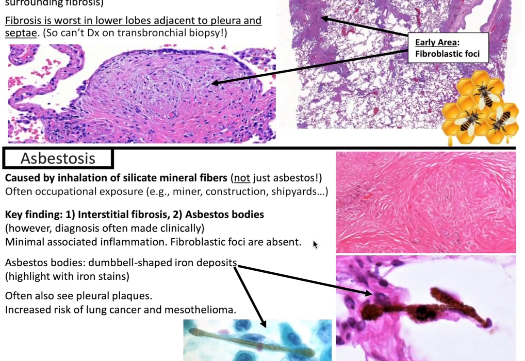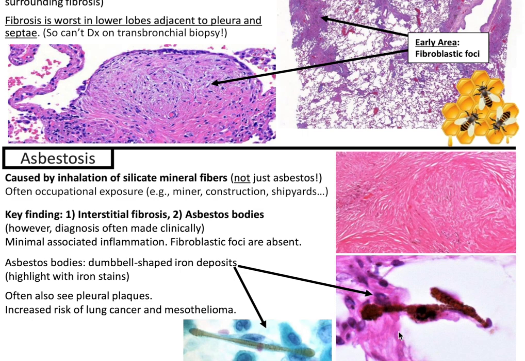Asbestosis. This is caused by the inhalation of silicate mineral fibers, not just asbestos. It's often an occupational exposure in miners, construction workers, and shipyard workers. Key findings are 1. Interstitial fibrosis, and 2. Asbestos bodies. However, the diagnosis is often made clinically.